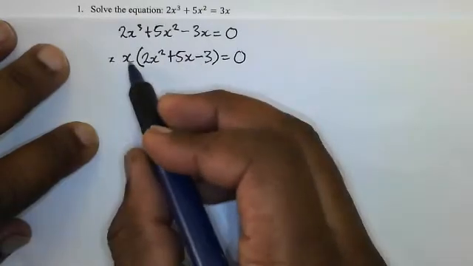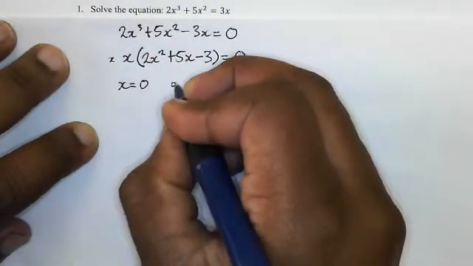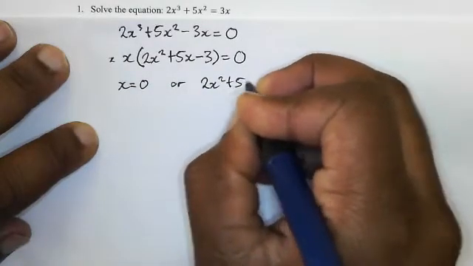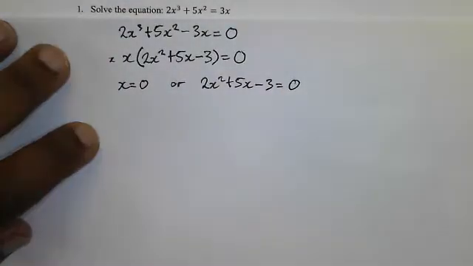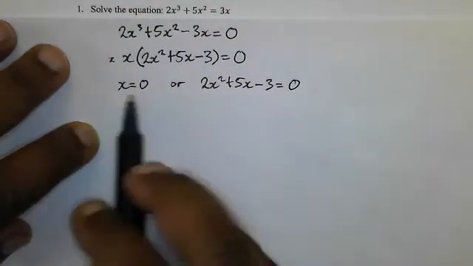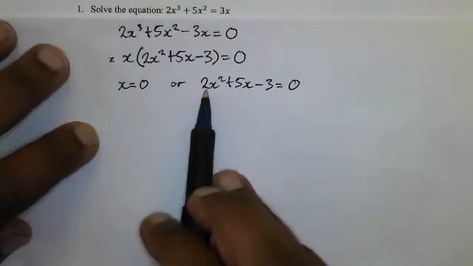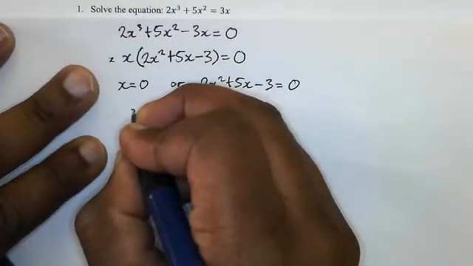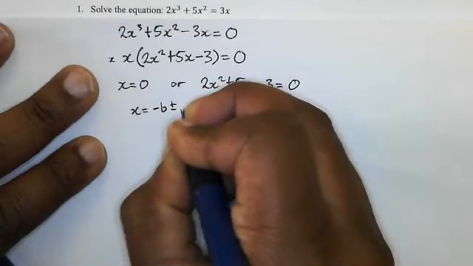Now, if you remember from quadratic equations, what this means is that x equal to 0 or 2x squared plus 5x minus 3 is equal to 0. That's what it means, right? So the first part is done. But this, is that not a quadratic equation? Yes, sir. So we're just going to solve it, isn't it? So we're just going to use the quadratic formula.